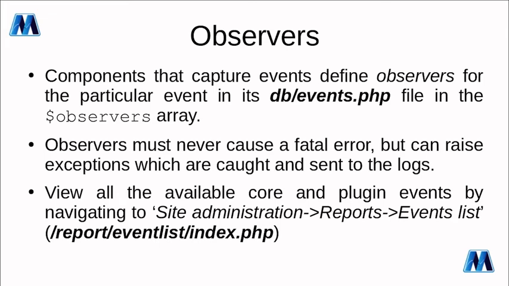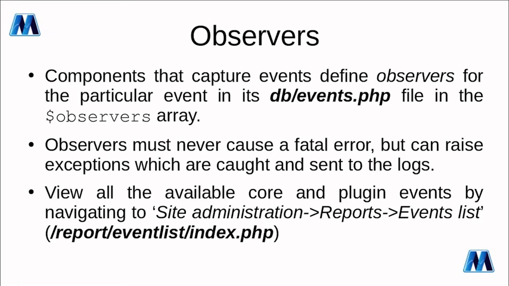Observers is an array that's defined in the events.php file in the db folder of the plugin or component. Observers should never cause a fatal error. They're not supposed to disturb the actual process itself, but they can raise exceptions if there is an error, which are then caught and sent to the logs. You can view all the available core and plugin events by going to the events list in the reports section of the site administration.